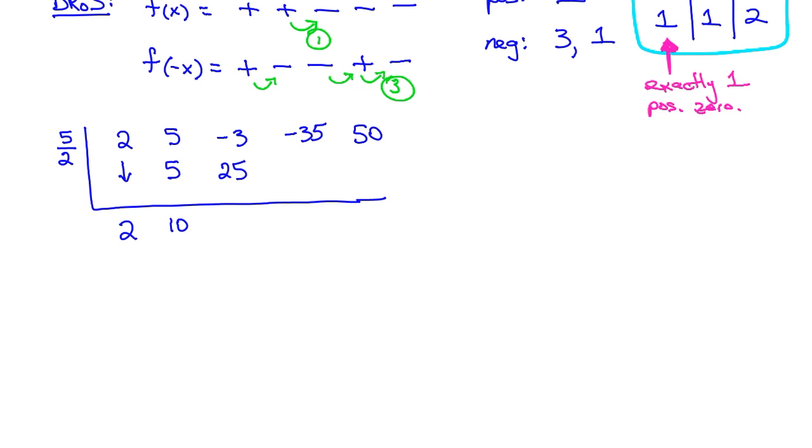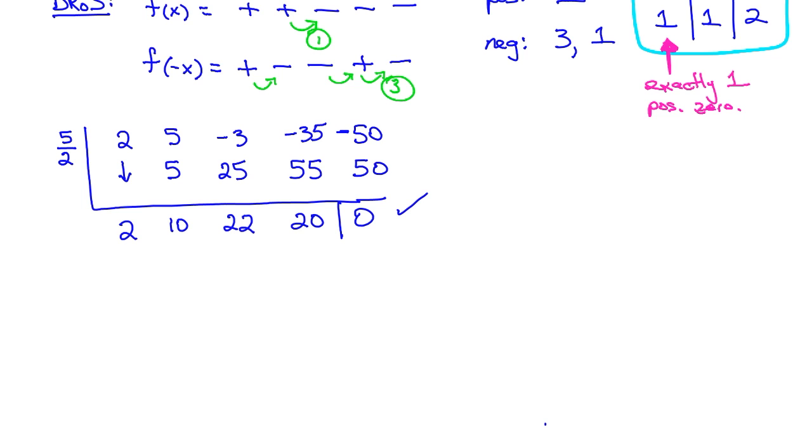25 minus 3 is 22. 22 times 5 halves is 55. 55 minus 35 is 20. And then 5 halves times 20 is 50. And, oops, this 50 was negative. And so that's a 0. Yeah, I knew that one was going to work, so that's why I chose it. All right. So that one does work.